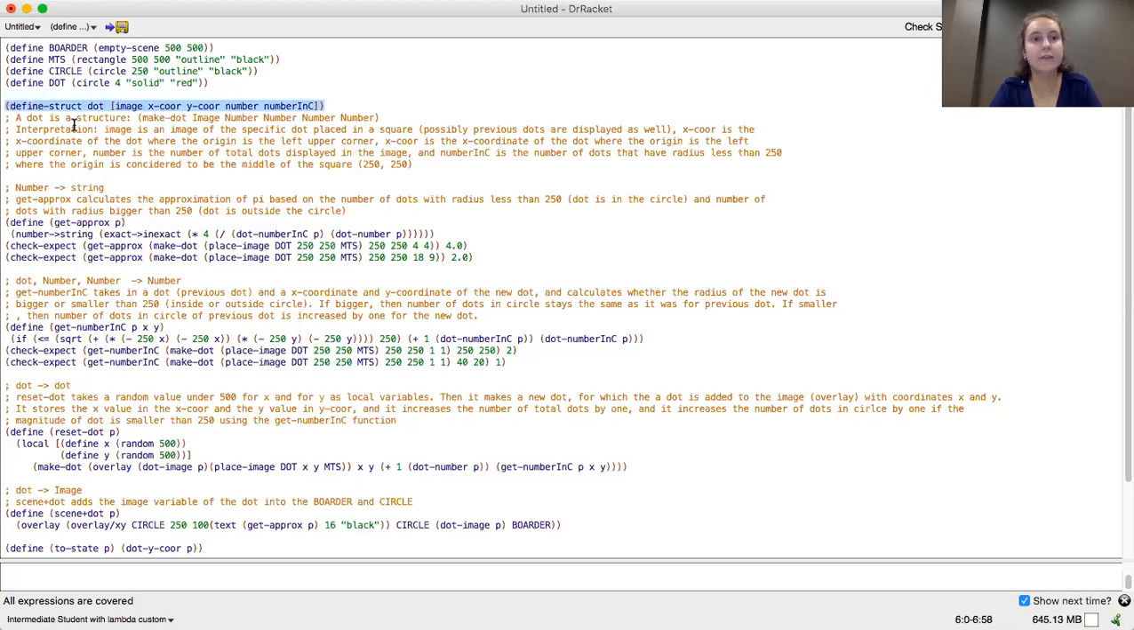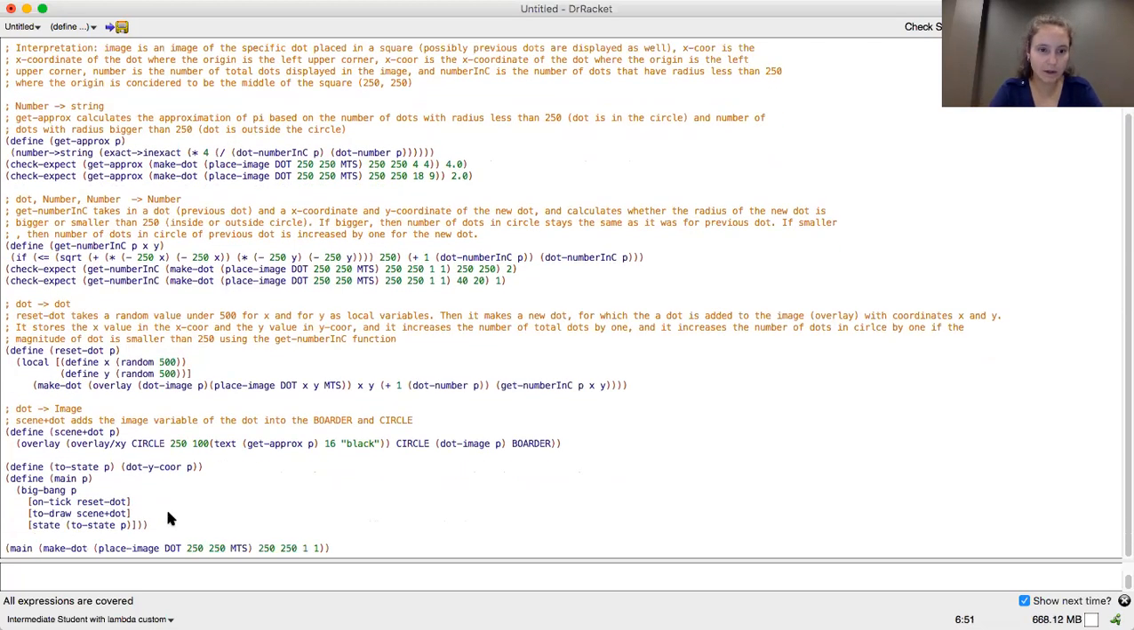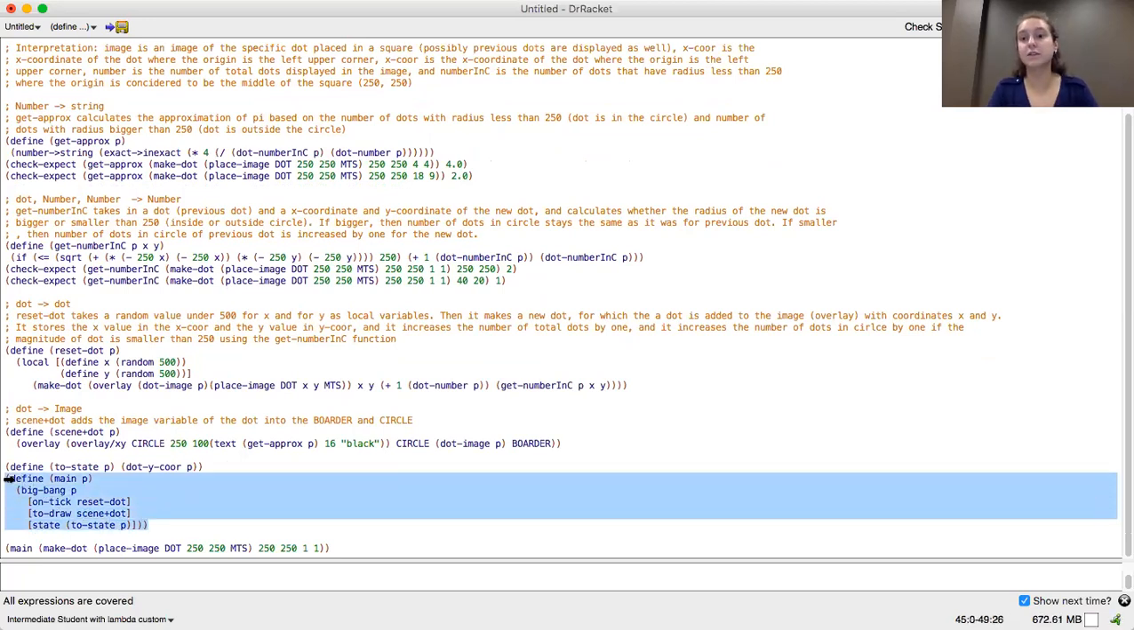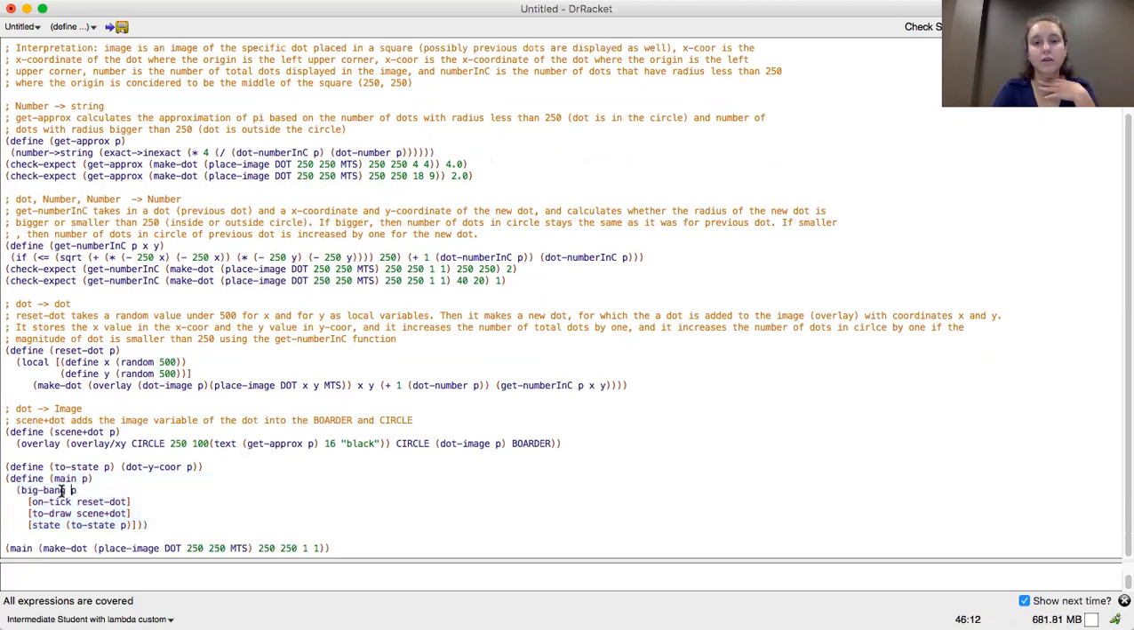And then I defined a dot structure, which takes in an image, which actually is the image that we just saw. It takes in the x coordinate of that specific dot and the y coordinate of that specific dot. The first number represents the total number of dots in the square, and the second number represents the number of dots in the circle. So let's go down to here, which is actually the main function that represents the visual and the calculations that we just saw. I use the big-bang structure of DrRacket, which takes in a state of world and creates some other state of world.